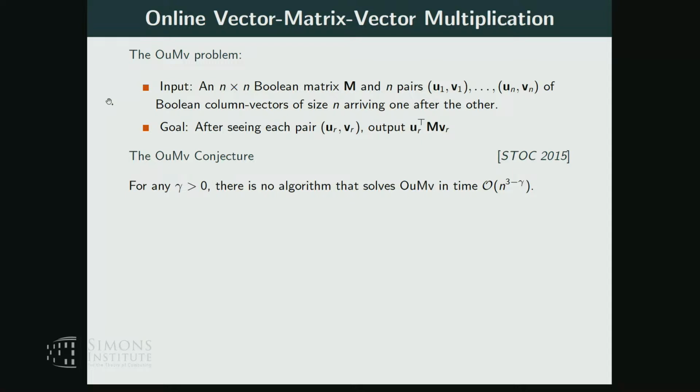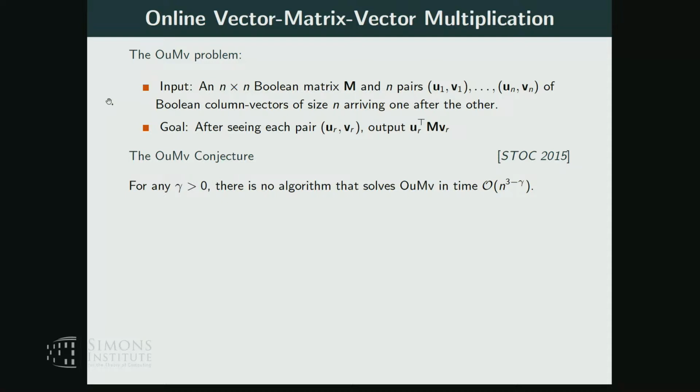The OUMV conjecture, stated by Henzinger and others, is the following: for any gamma greater than 0, there is no algorithm that solves OUMV in time n to the 3 minus gamma. So effectively, you cannot get it in subcubic time. Yesterday we saw a similar problem expressed where n was to the power of 2, but that was meant amortized.